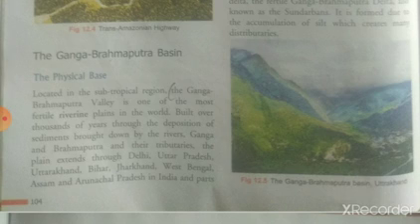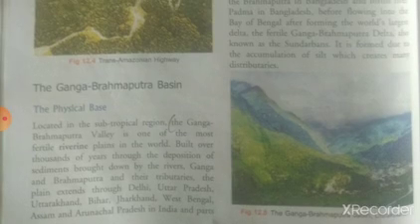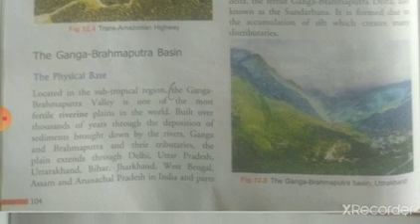Now it is given as the Ganga Brahmaputra Valley basin. It is part of Uttarakhand also, from where the Ganga starts, the beginning point, which is called Gangotri, and it goes and merges in the sea, where it meets the Brahmaputra, which is called the Ganga Brahmaputra basin in West Bengal. Now let's see about it.